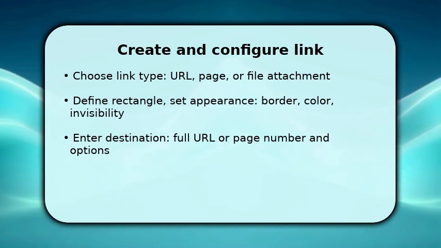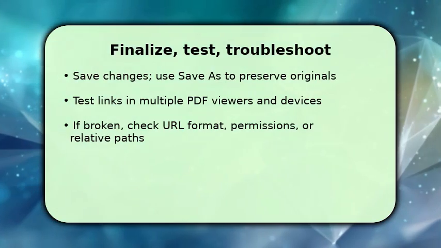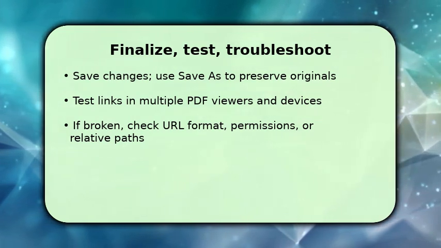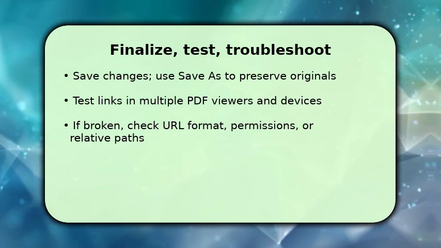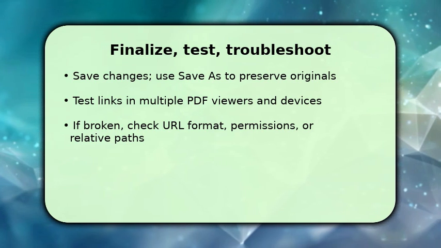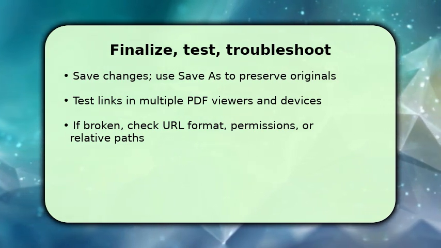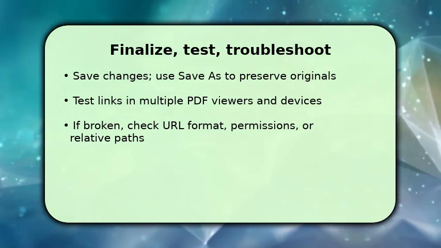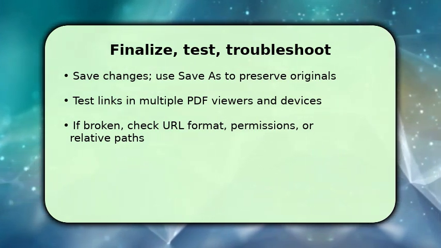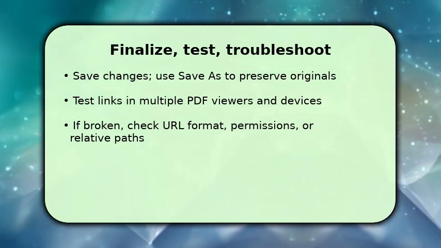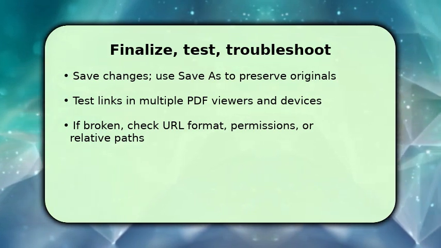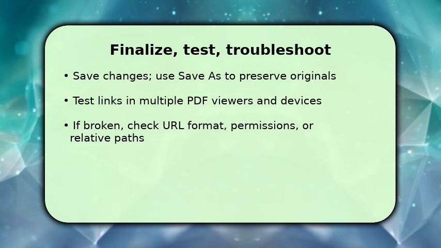To finish, save your updated PDF with a clear file name and then test every link. You should open the file in different viewers and on mobile to ensure compatibility. If a link fails, verify the URL format, ensure external sites allow embedding, and check relative file paths when linking local files. Also confirm security settings don't block actions. If problems persist, recreate the link rectangle and re-enter the destination. Often a fresh link fixes invisible formatting issues.